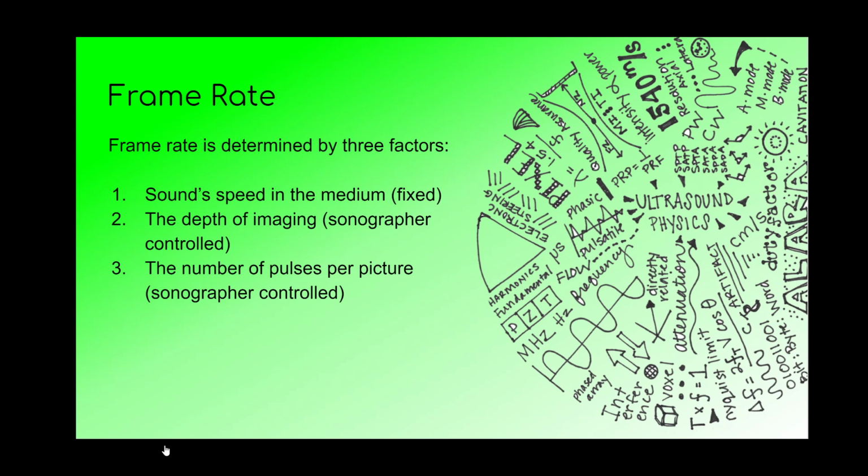The second thing that affects the frame rate is the depth of imaging, and that is controlled by you, the sonographer. The more depth you have, the longer that sound has to travel down to the depth and back up to the transducer. So that makes sense that we can't display as many frames if we have more depth, whereas shallow depth will improve our frame rate. And again, we'll go over all of these in more detail. The last factor that affects frame rate is the number of pulses per picture. And this is typically also controlled by you. How many focuses have you put onto your picture? What is the line density? How wide is your sector? All of these things change how many pulses are needed to create one picture.